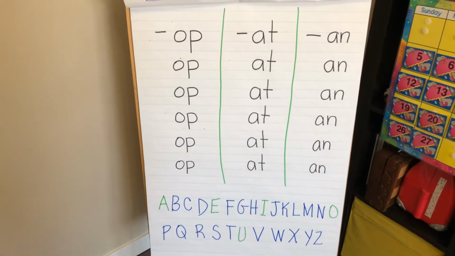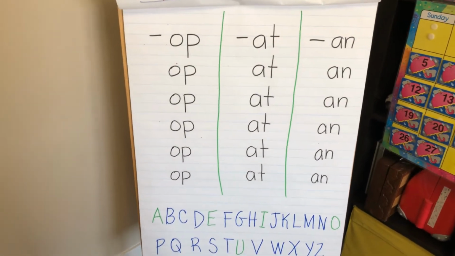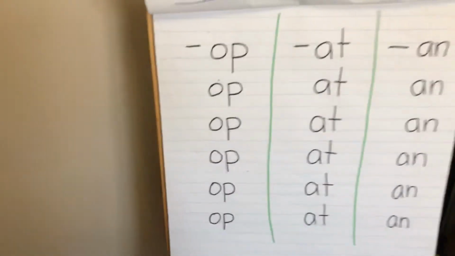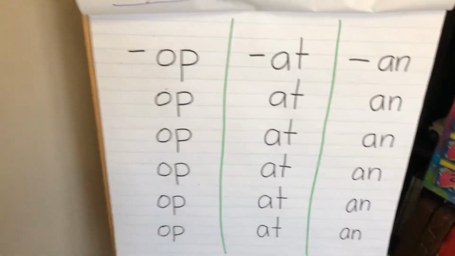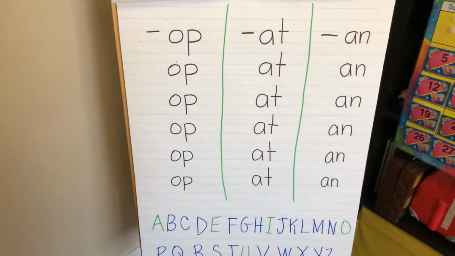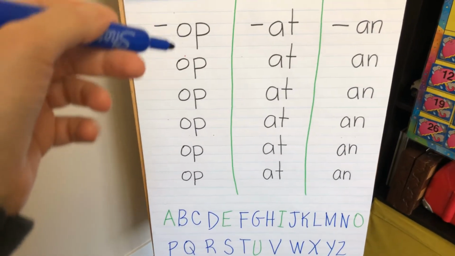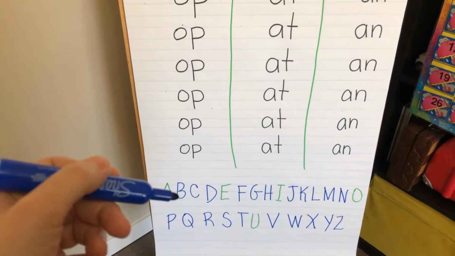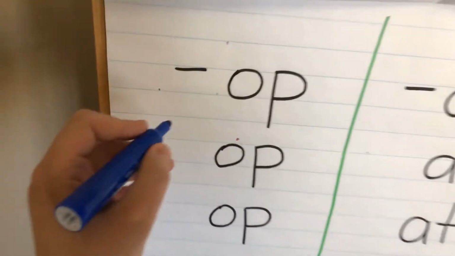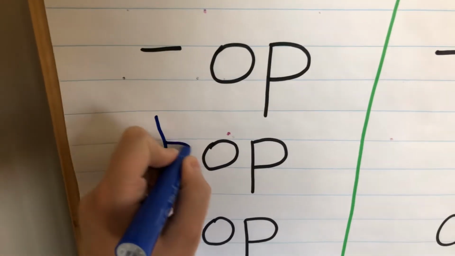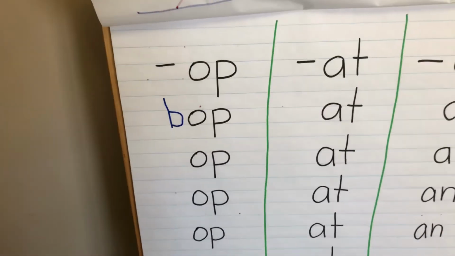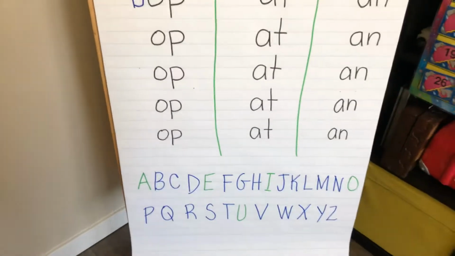And we're going to start off with the first column here. Sorry, I'm just working on this. So we're going to look here. We have op, O-P, op. And we're going to start with the B. So we're going to put a B here. So let me just write a B here. B-op. Is that a word? Yep. Now we're going to go to C.